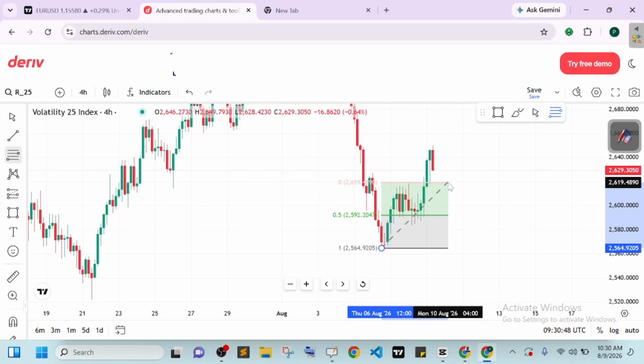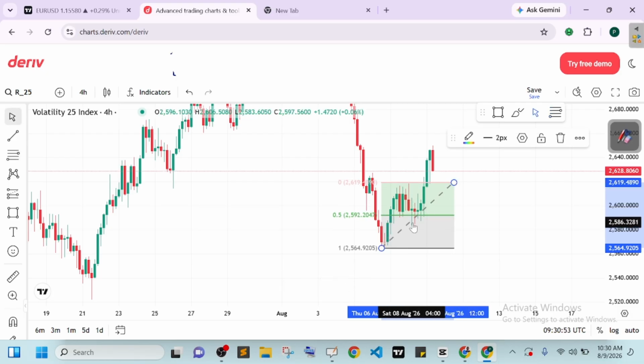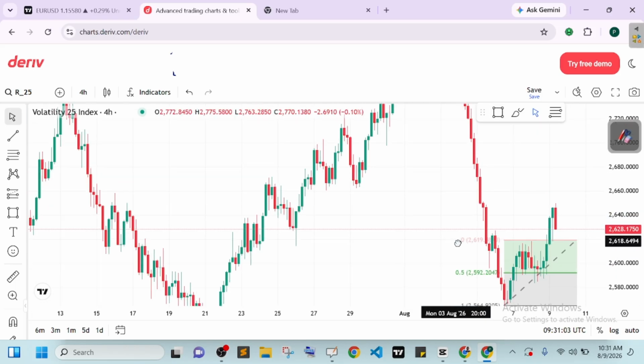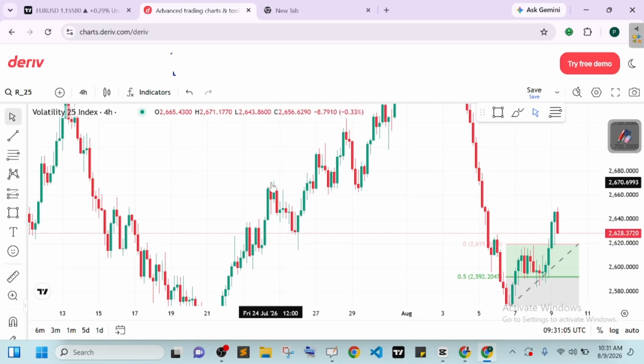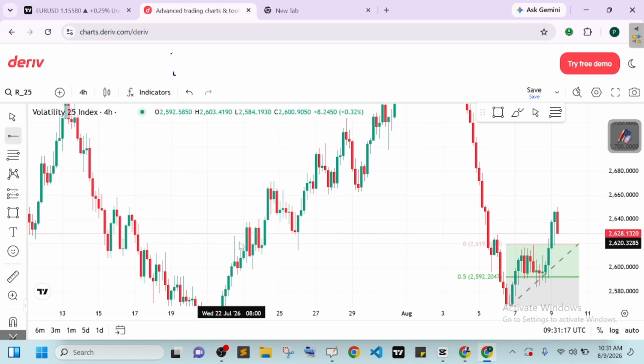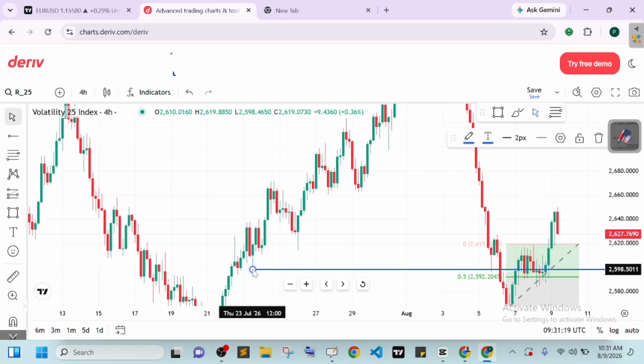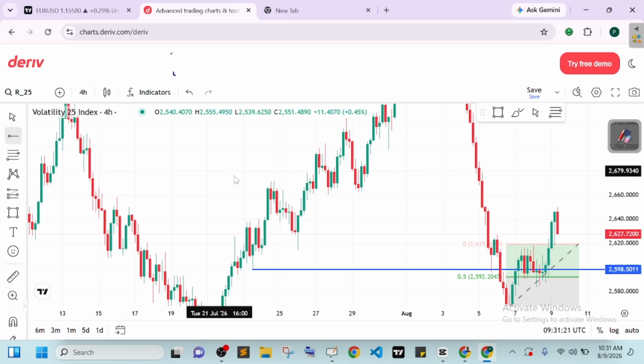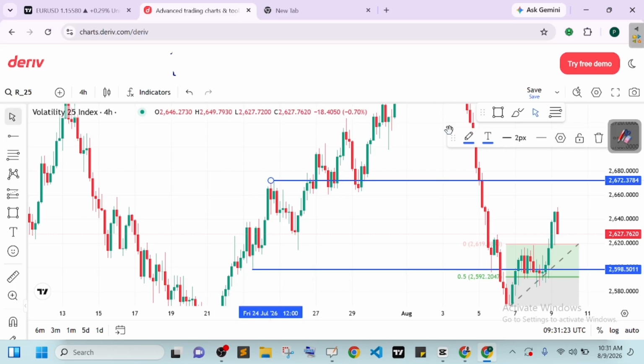Can you see? Now look at this. You can see that this price reversed below the 50 level. Also pay attention to this. Look at this place. This is high, this is low. This is low, this is high. This place is low, while this place is what? High. So let's make use of Fibonacci here.